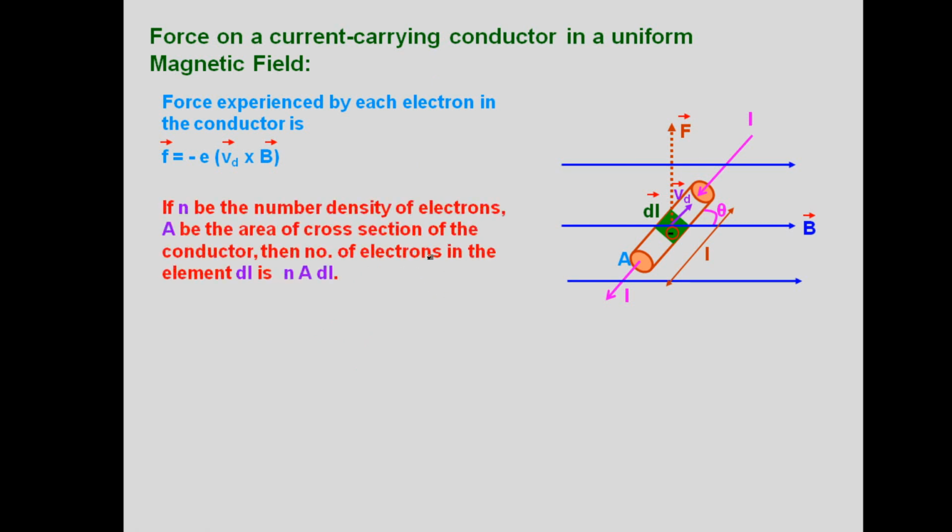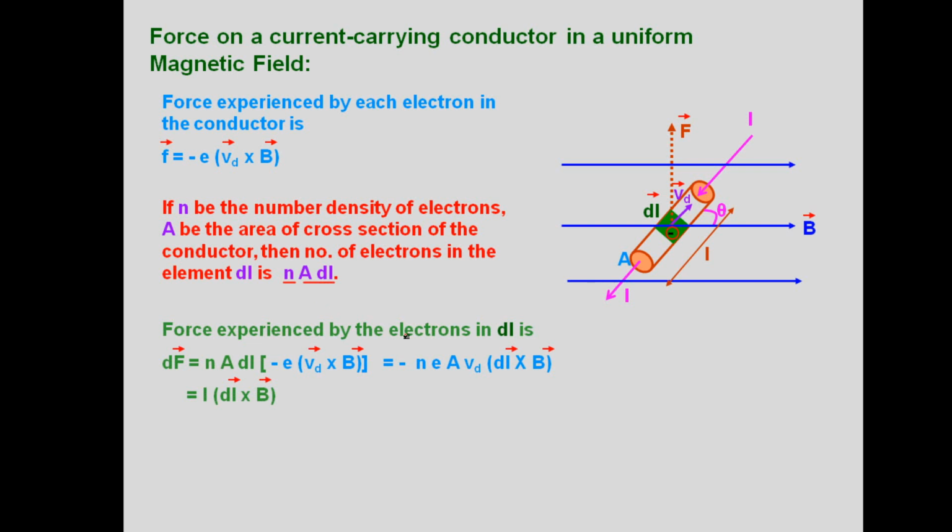So if n we consider as the number density of electrons and A is the area of cross section, then the number of electrons in the element dl will be what? It will be number density into volume. So cross section area into length will be the volume. Multiplying it, we will get the total force on the green portion, on the dl portion. The force experienced by electrons in dl is dF, which is n into A into dl, number of electrons we have multiplied, then multiplied with this expression, and it will be neAVd.